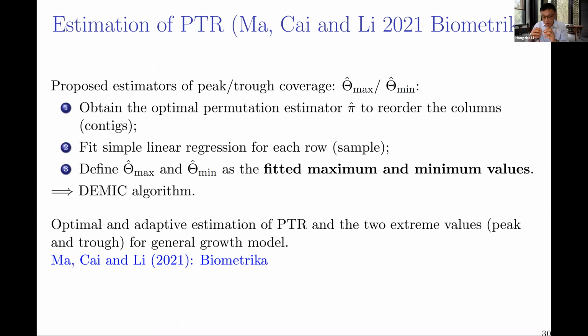After you figure out the order of those contigs, the next step is to figure out the peak coverage and the trough coverage. You use all the samples to figure out the order of the contigs. Then for each sample, you fit a linear regression line. From that fitted line, you can estimate the peak, the highest value, and the smallest value. Those give the peak-to-trough ratio, and we can use that to estimate the bacterial growth rate. Everything I described here is implemented in a software package called DEMIC, which is available now. Okay, so this is what I want to say.